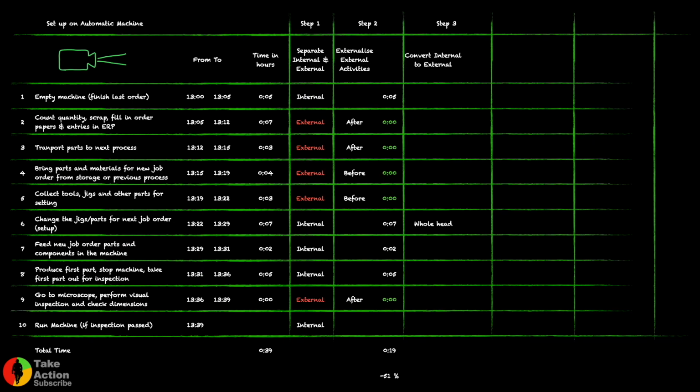We have here activity number 6, in which we are really doing some setup. We are changing the jig, we are changing some plates, we might be changing some bits, we might be changing different parts. And the improvement potential here is that instead of changing small parts in the head, we just change the whole head. Let's see an example for milling cutters.